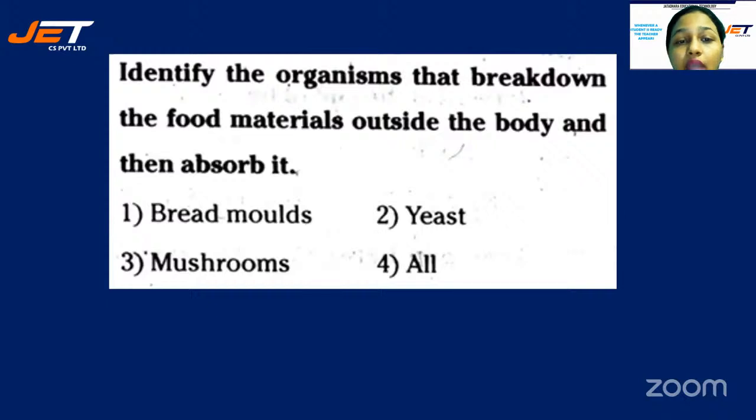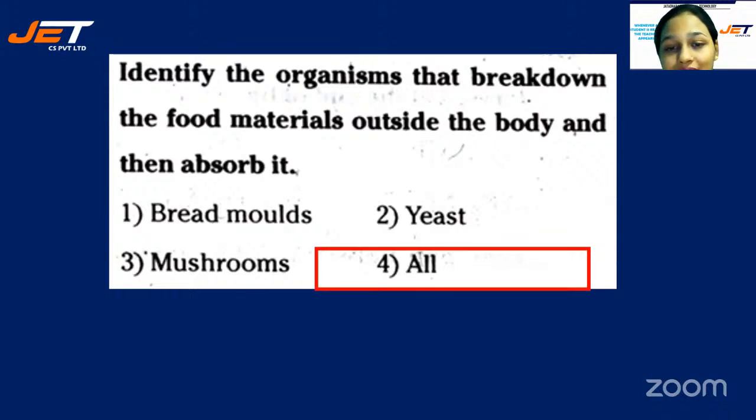Next question. Identify the organism that breaks down the food materials outside the body and then absorbs it. Your options are number 1, bread molds, number 2, yeast, number 3, mushrooms, number 4, all. Priyanka, number 4, Aditya, number 4, Hansika, number 4. And you all are correct. The correct answer is number 4 itself. Very well done, students.